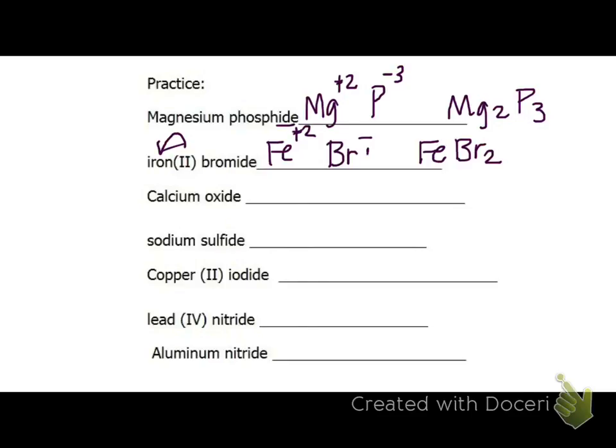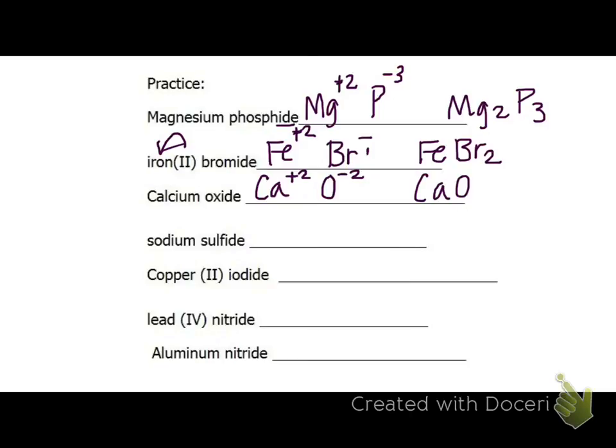Okay? Next one is calcium oxide, Ca plus 2, because it's a group 2 metal. Oxygen is in group 16, so that'll make it a minus 2. And as you can see, those charges are already even. I've got a plus 2 and a negative 2, so I would just write down CaO.